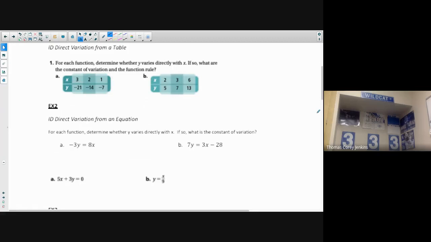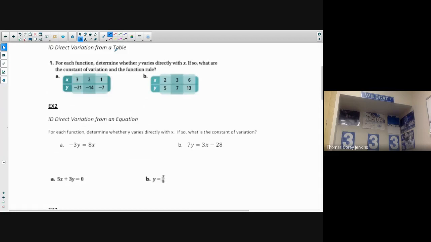So example 1 is we want to learn how to identify direct variation from a table. The directions: for each function, determine whether y varies directly with x. If so, what is the constant of variation? And then write the rule. So basically all direct variation is a proportional line. You may or may not remember this, but a line that goes through the origin, or 0, 0, is a proportional line. So that's kind of what we're thinking about graphically.